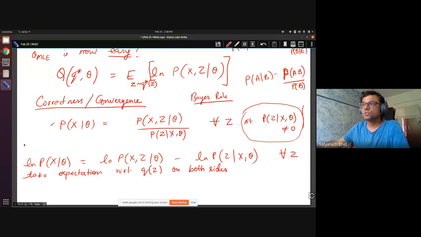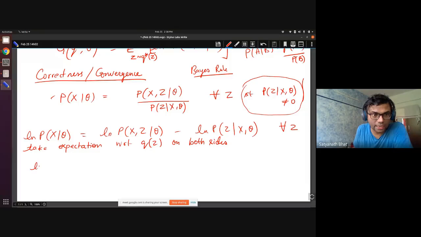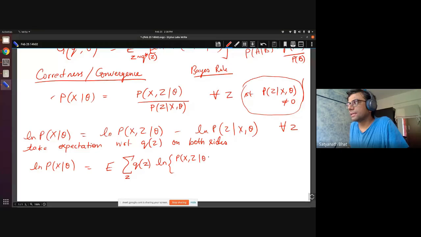So what do you get? The left hand side is not a function of z, it's a constant. So this will be ln of p(x | theta). Now we have the expectation of this, which will be a sum over all the z of q(z) ln p(x, z | theta). So this is the first term.